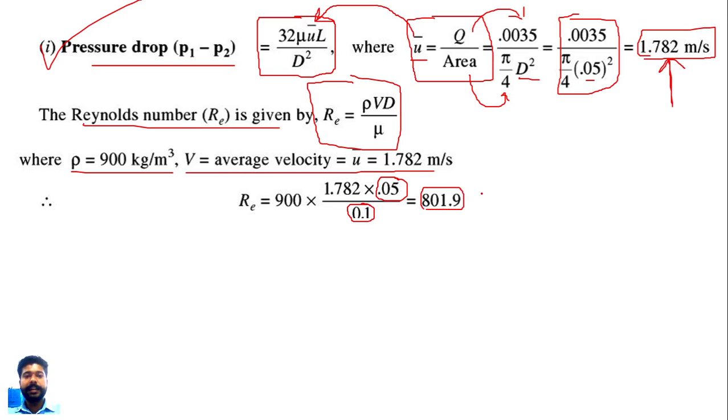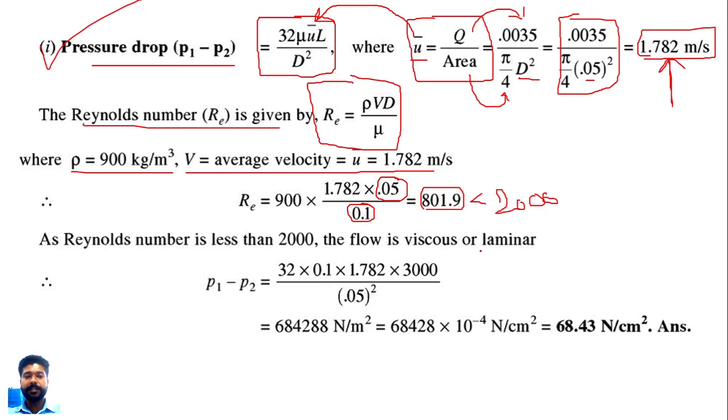So it is less than 2000. If your value is less than 2000, then we can say that this is laminar flow. So for the laminar flow, we need to find this pressure drop, that is P1 minus P2 equals 32 mu.